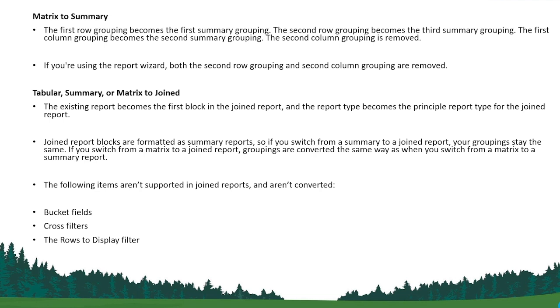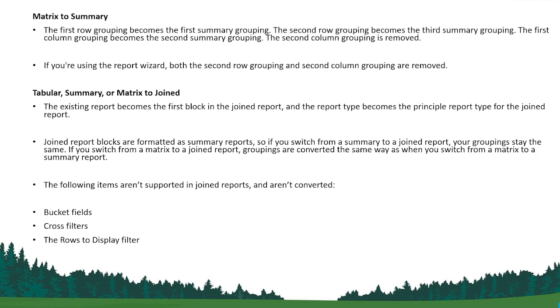When talking about conversion from matrix to summary, in a matrix I have the grouping with row and column also. So when I am converting from matrix to summary, the first row grouping becomes the first summary grouping. The second row grouping becomes the third summary grouping, so it will be a custom summary grouping, that is the odd grouping, and the first column will become the second summary. So the row will be in the odd summary grouping. The column will be in the even summary grouping. And the last column, the second column grouping, is removed.